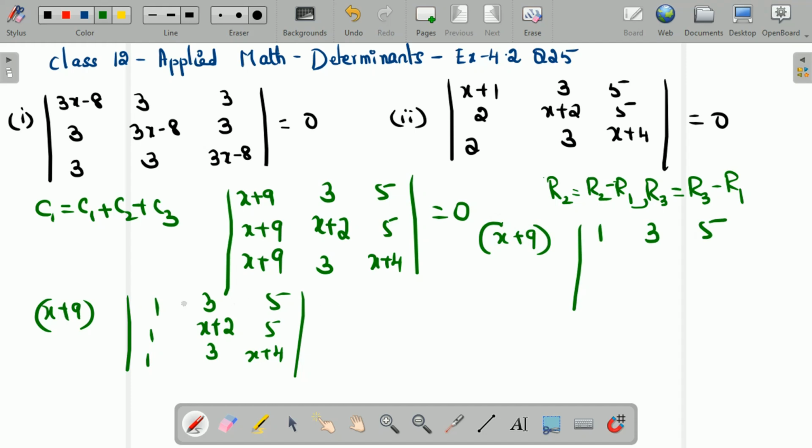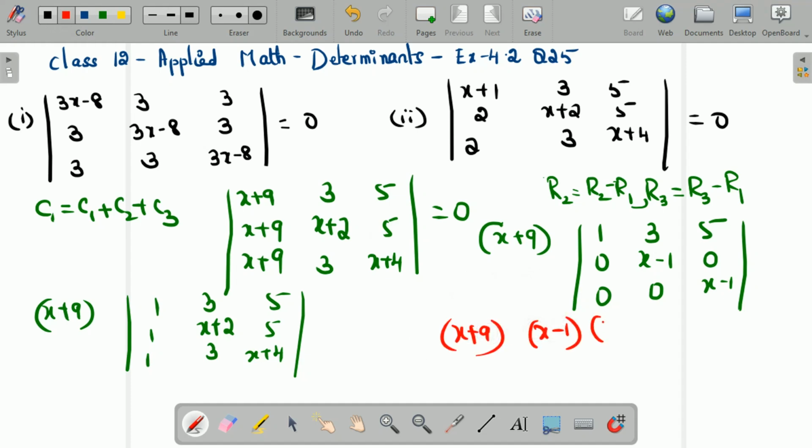So the determinant will become x plus 9 into the first row, keep it as such. So 1, 3, 5. As for the second row, 1 minus 1 is 0. X plus 2 minus 3 is going to be x minus 1. 5 minus 5 is 0. Now for the last row, 1 minus 1 is 0, 3 minus 3 is 0, x plus 4 minus 5, so it is x minus 1. Now if you expand, this is going to be x plus 9 into x minus 1 into x minus 1 is equal to 0. So the two distinct values that x can take will be 1 and minus 9.